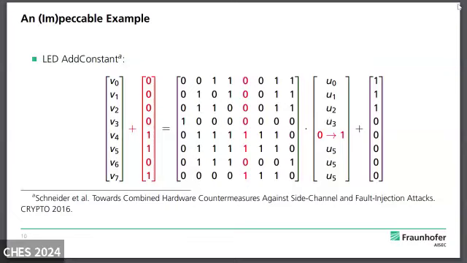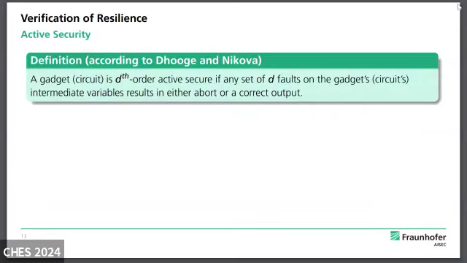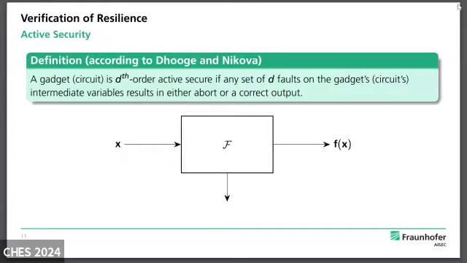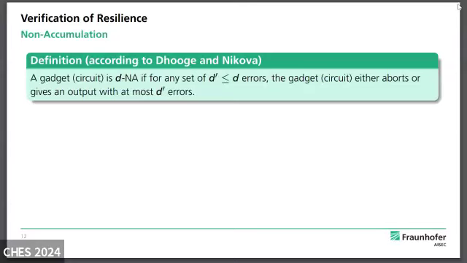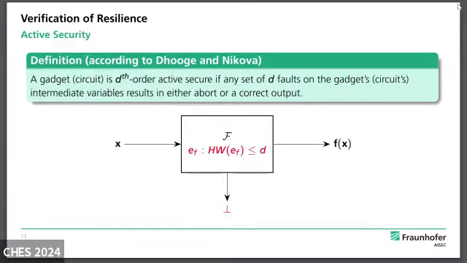That doesn't yet mean that this is insecure, but it's just a way of seeing how errors accumulate. But that's also something that's been known, and there is this nice concept of active security, which is the probing security equivalent, where probing security is meant for masking, and this here is meant for fault injection. Basically this states that you have a circuit and you have an error with Hamming weight of up to D, which means you flip up to D bits, and it's Dth order active secure if you either abort or you still have the correct output.